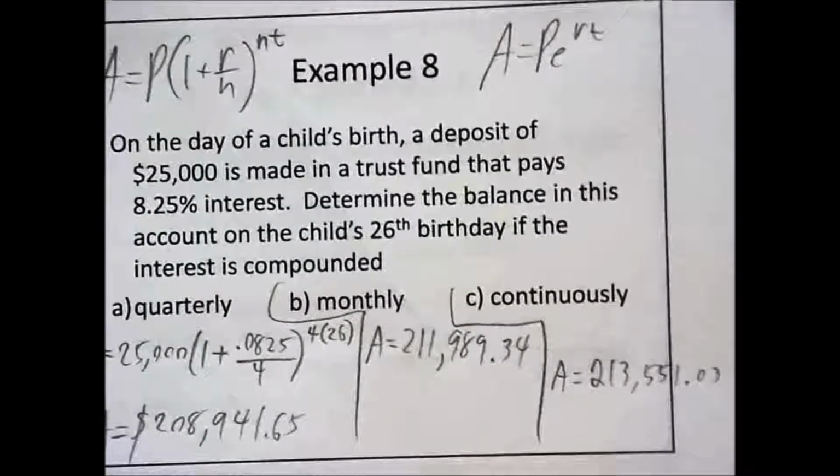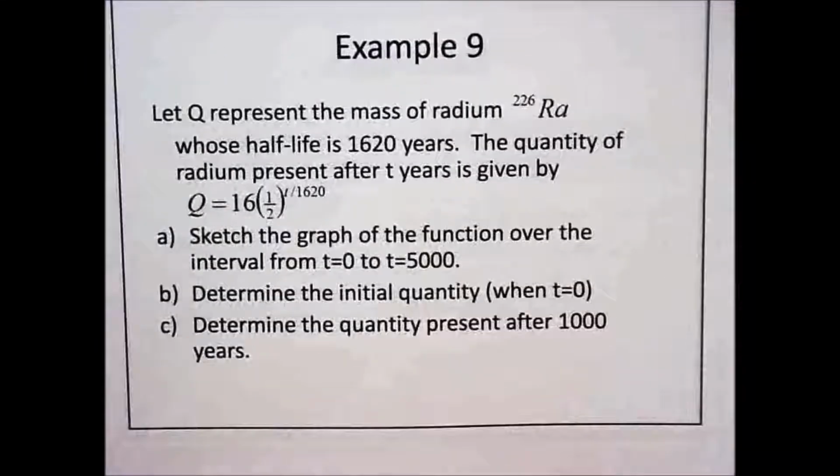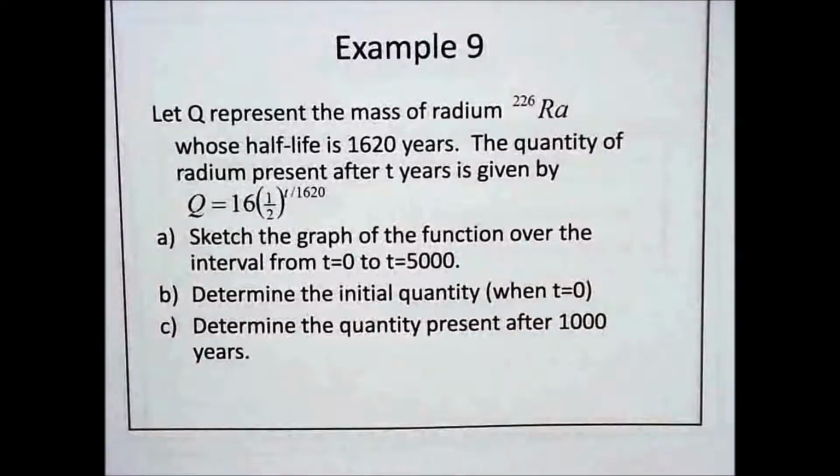One more. Decay. Honestly, this is where you see this type of problem most often. The half-life formula Q represents the mass of radium 226, with a half-life of 1620 years. The quantity of radium present after T years is given by that formula. I'm honestly not going to worry about the graph too much. You can punch this in and adjust your window accordingly. But if I want to determine the initial quantity, what's the initial quantity going to be here?